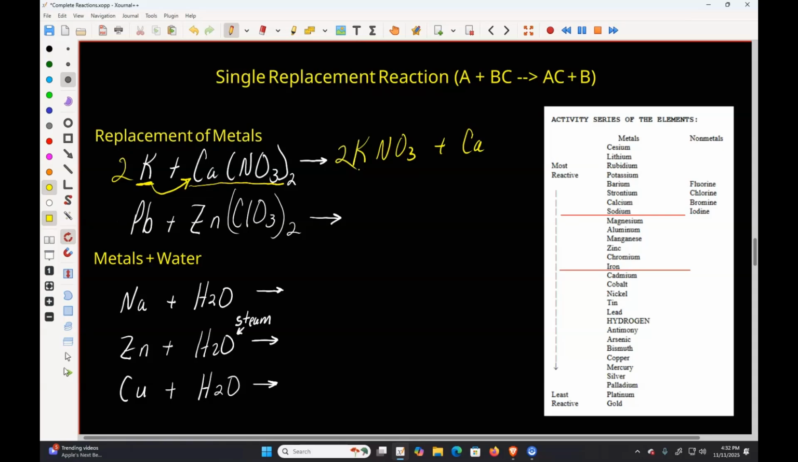All right, lead plus zinc chlorate. I find lead and I look for zinc. Lead is pretty low on the table here, and zinc is about midway. So therefore, lead is below zinc. Therefore, it will not replace the zinc, so we'll write no reaction.